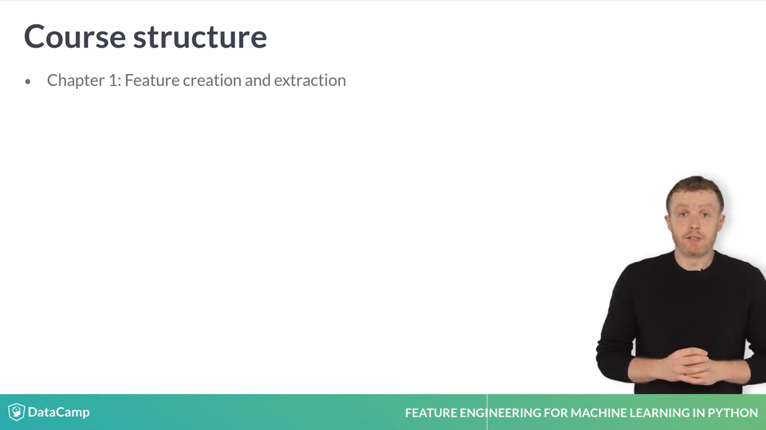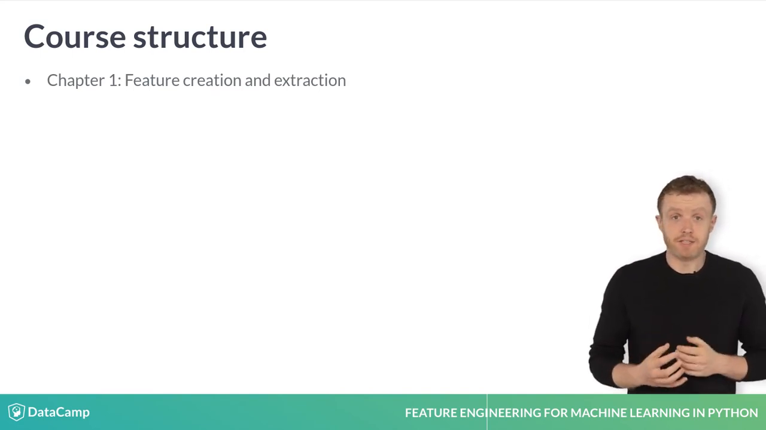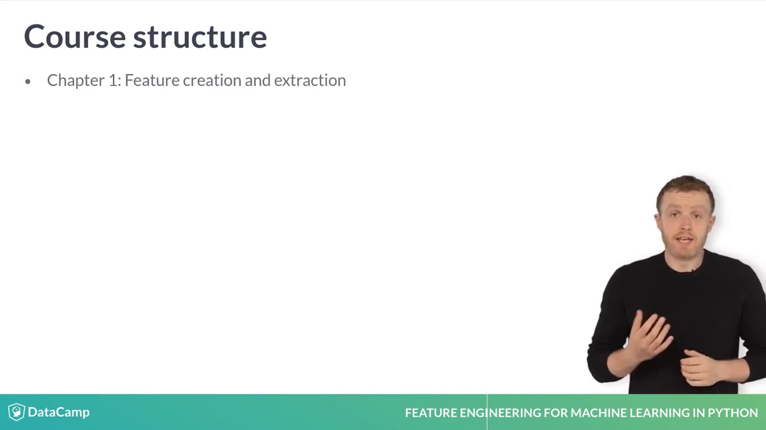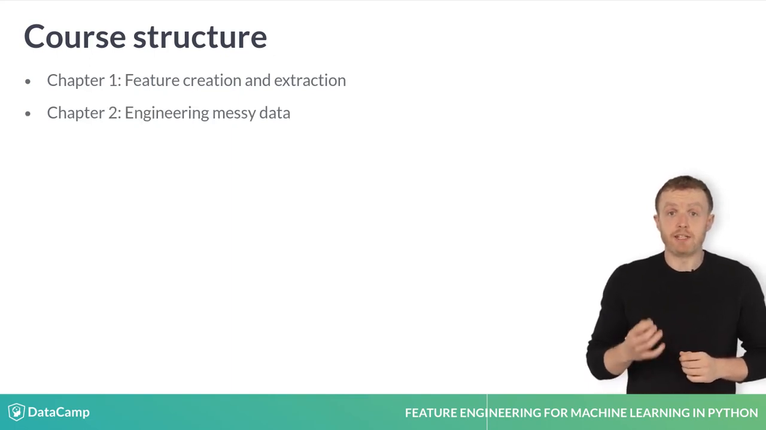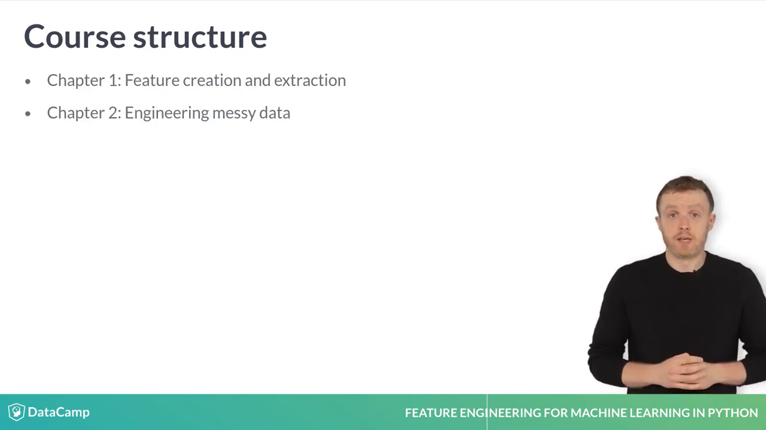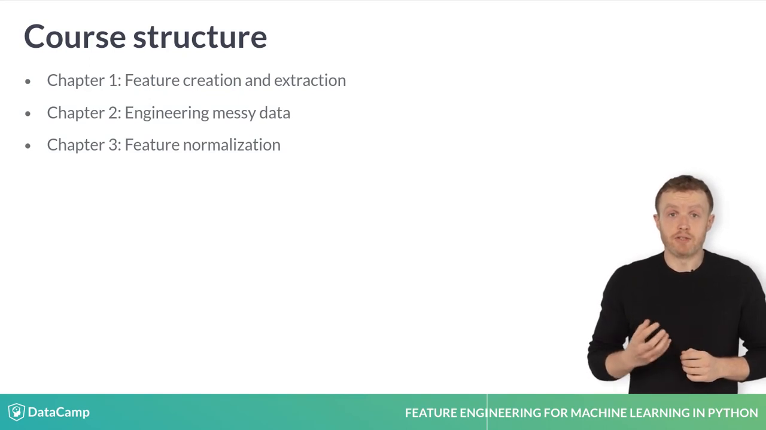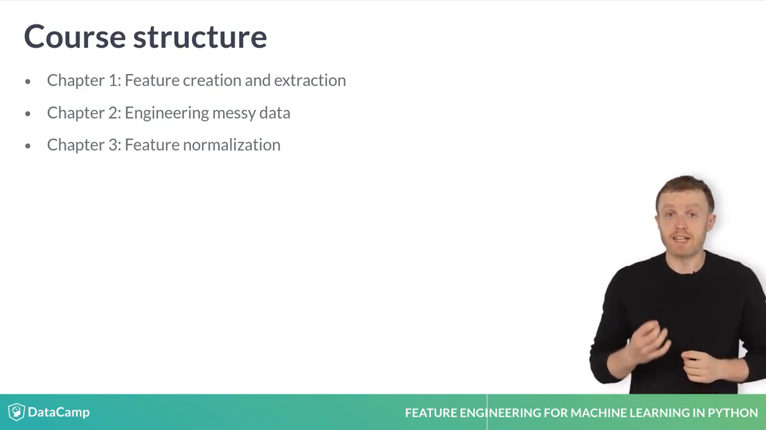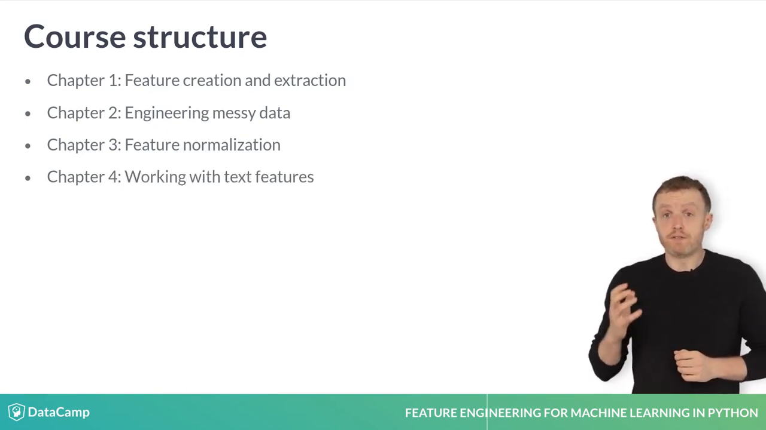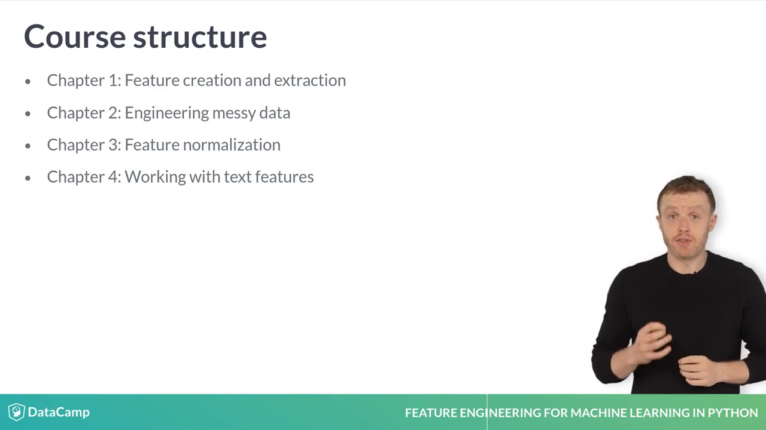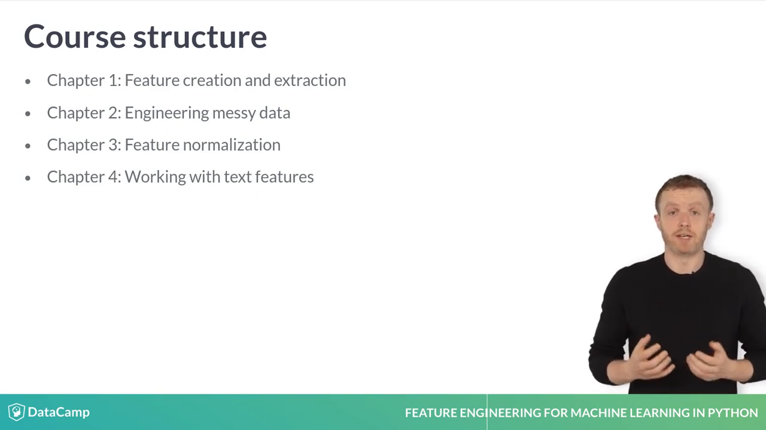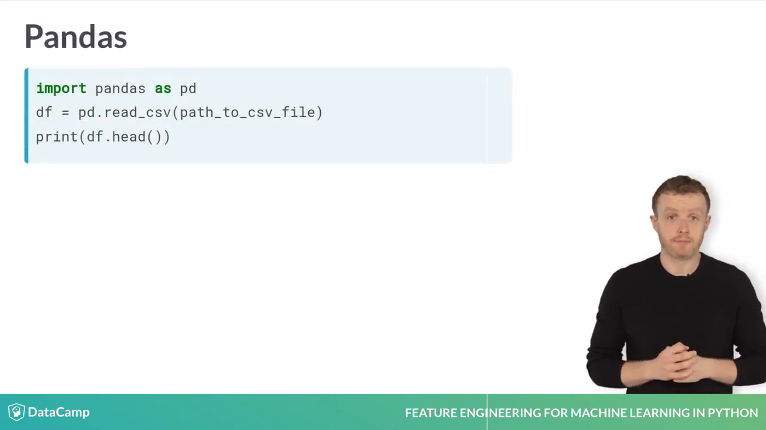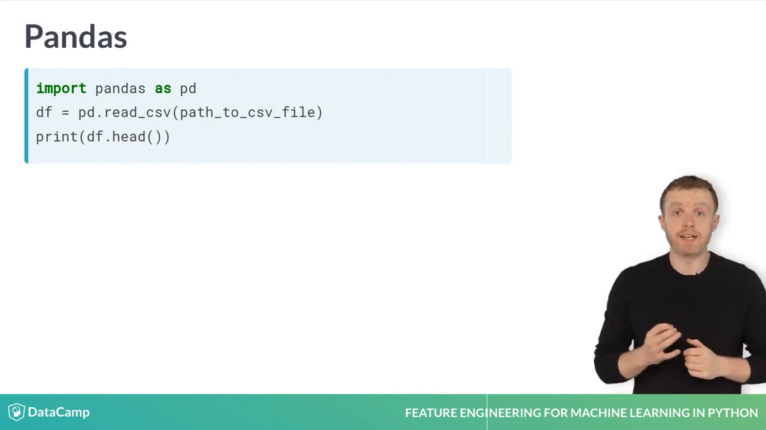In the first chapter, you will ingest and create basic features from tabular data. In the second chapter, you will learn how to deal with data that has missing values. You will then move on to transforming your data so that it conforms to statistical assumptions often necessary for machine learning models. And finally, you will convert free-form text into tabular data so that it can be used with machine learning models. Now, let's jump straight in with some examples.